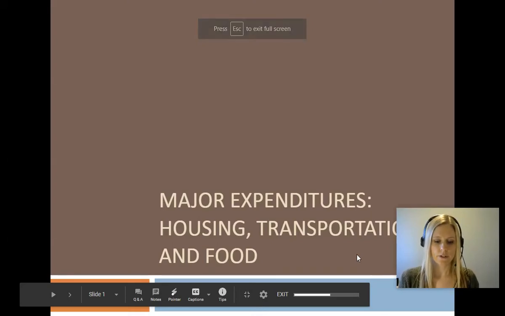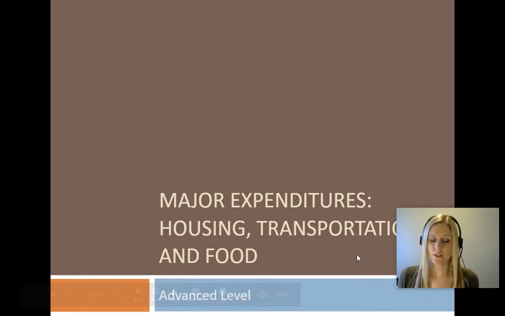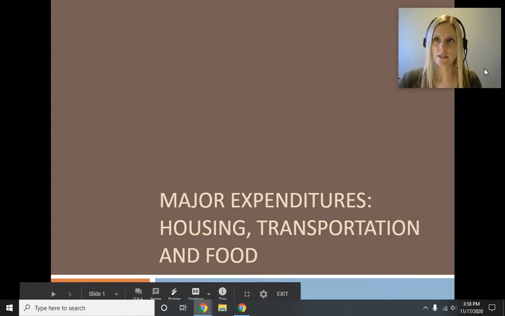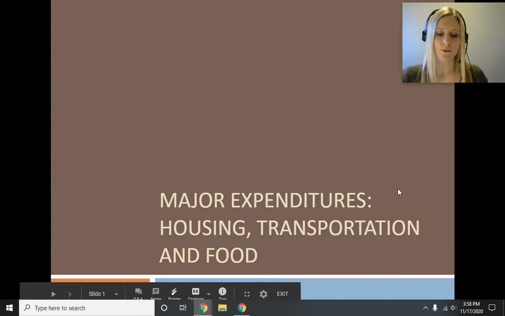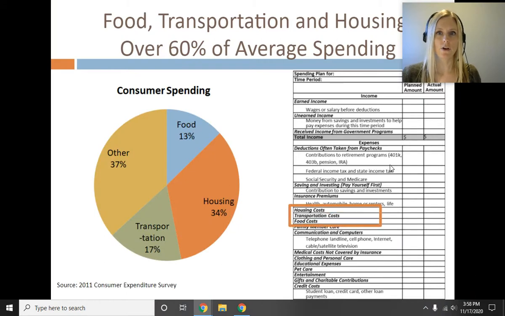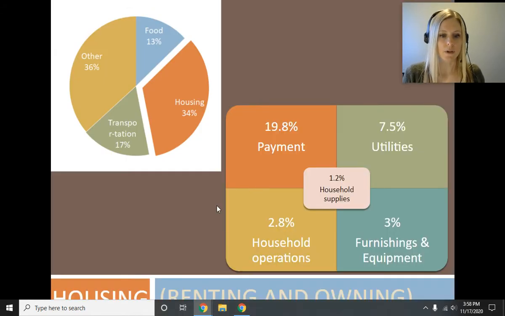All right, we're starting a unit that's actually a three-part mini unit called Major Expenditures, and the three parts are going to include housing, transportation, and food in separate parts. So, starting off with just a general overview of typical consumer spending. Over 60% of average spending involves food, transportation, and housing. So you can see here how those are broken up. And housing is where we're going to start.